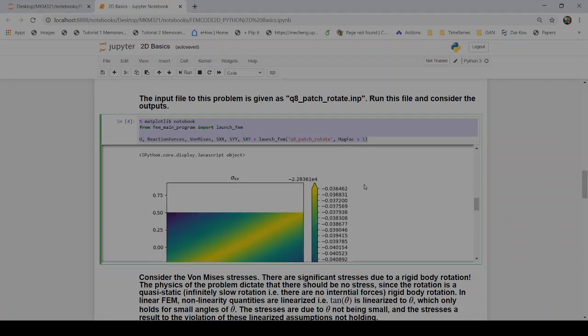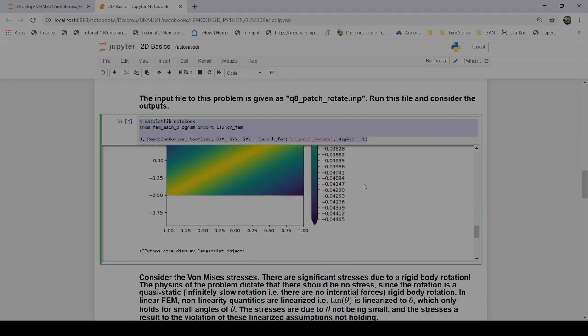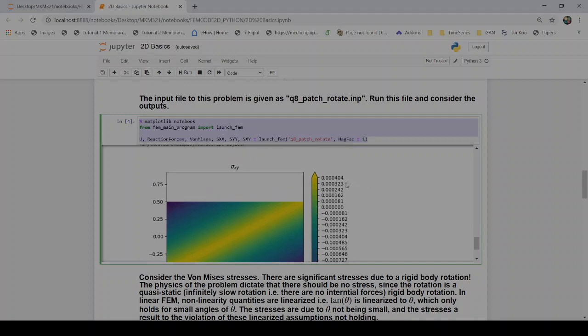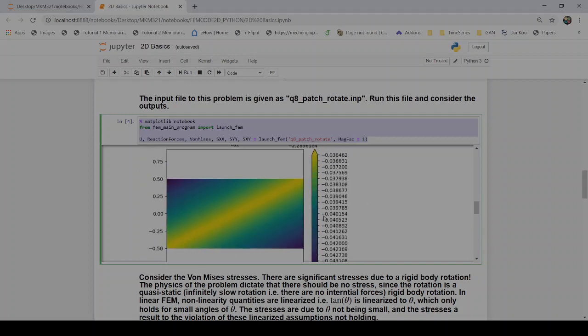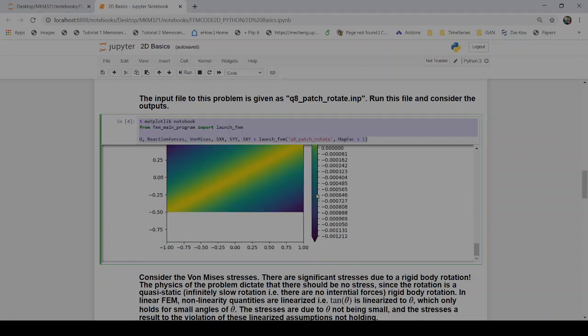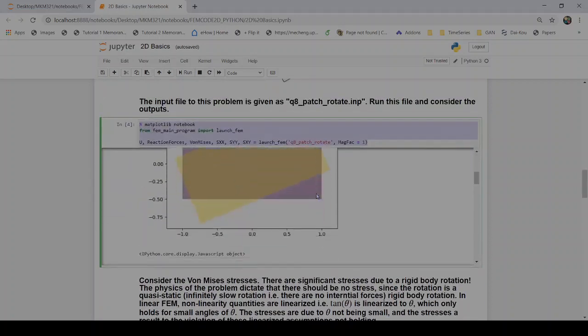When we look at sigma xx, it's a similar order of magnitude, and sigma yy is also a similar order of magnitude. The shear component looks quite small, essentially zero. But the normal components, sigma xx and sigma yy, are definitely not zero. So you can see how those components affect it. There are significant stresses that form when we have large rotations.